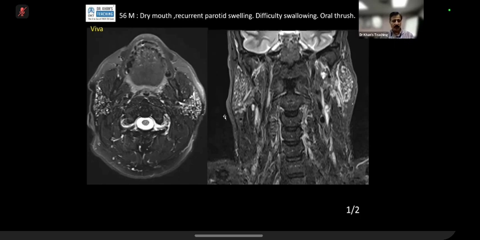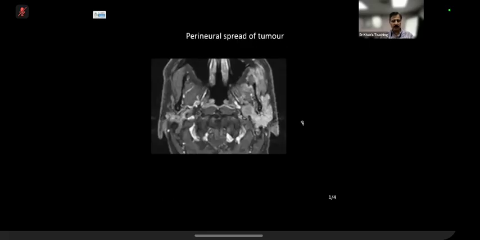So this is an MR, and if you see, this is not a sialogram series, but even on this STIR sequence, you can see all of these ducts, they are dilated. They are dilated.